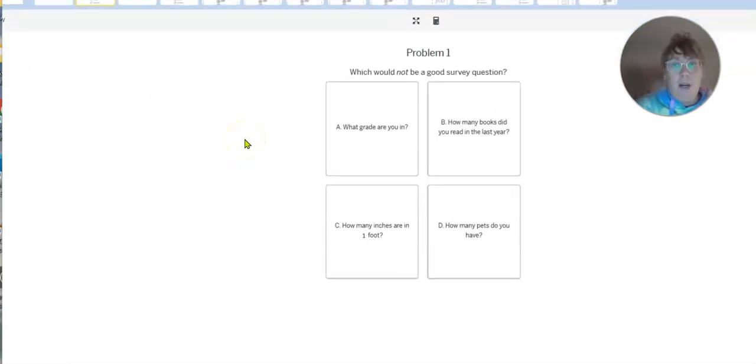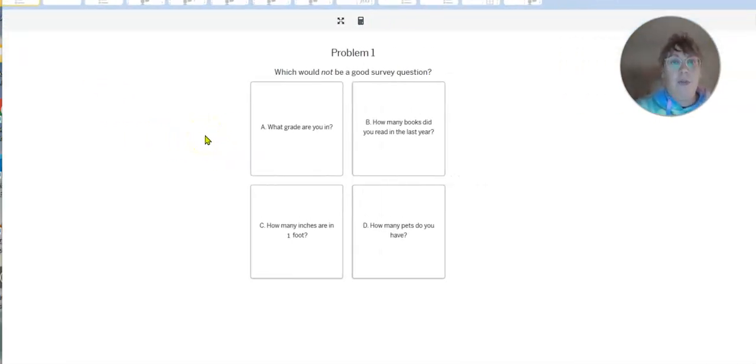So problem 1 here says, which one would not be a good survey question? What grade are you in? How many books did you read in the last year? How many inches are in a foot? And how many pets do you have?